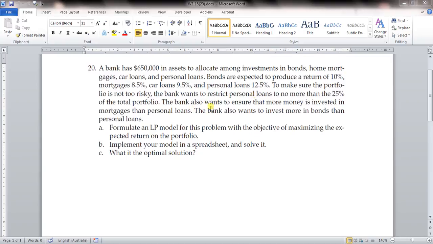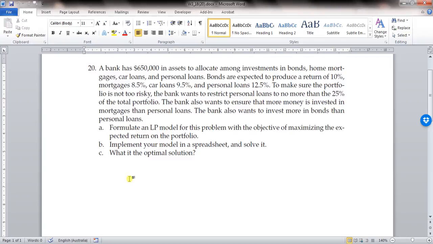Similarly, the bank also wants to ensure that more money is invested in mortgages than in personal loans. That means the amount invested in mortgages should be greater than in personal loans. Similarly, the amount invested in bonds should be greater than in personal loans. So, formulate an LP.